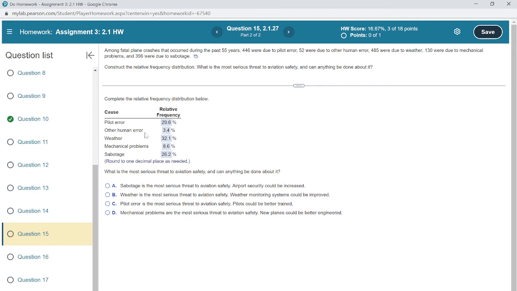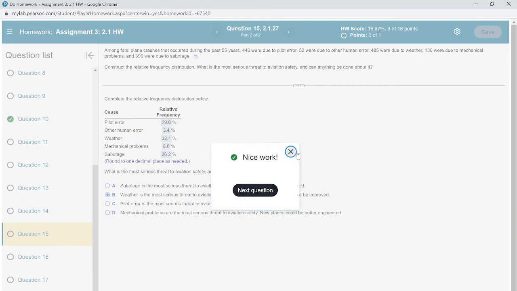Now, based on this frequency distribution table, what is the most serious threat to aviation safety? As you can see here, the highest relative frequency is 32.1% from the weather. So we can say that weather is the most serious threat to aviation safety. Weather monitoring system could be improved. So that's our choice. Okay.